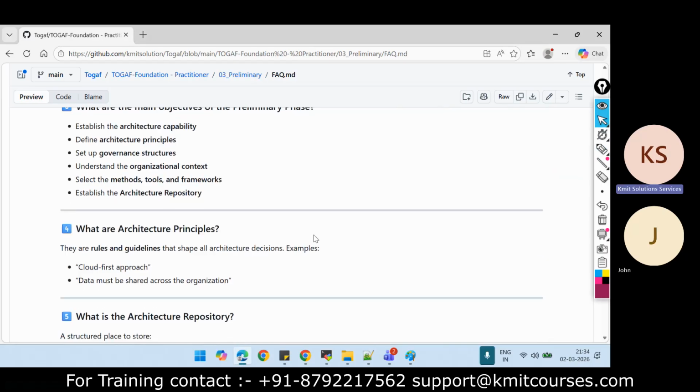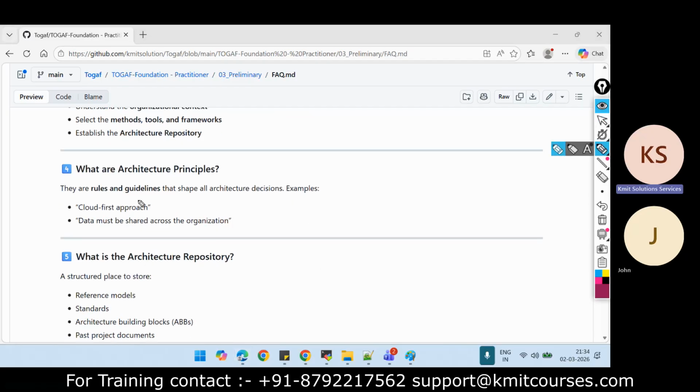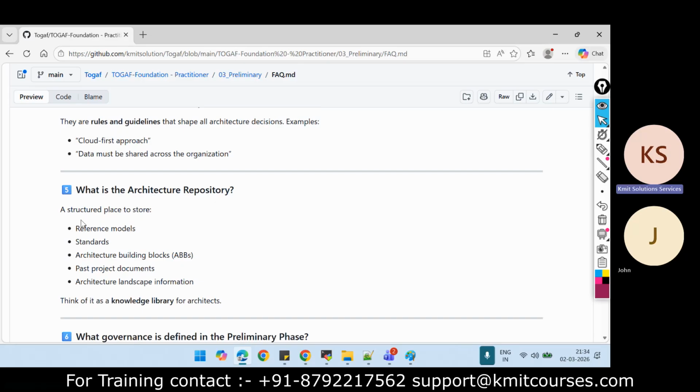Let us understand what the architecture principles are. These are the rules and guidelines, as I mentioned, that shape all the architecture decisions. Examples: cloud first approach, data must be shared across the organization. What is the architecture repository? As I explained, it is a structured place to store reference models, standards, architecture building blocks, past project documents, and architecture landscape information. So think of it as a knowledge library for the architects.